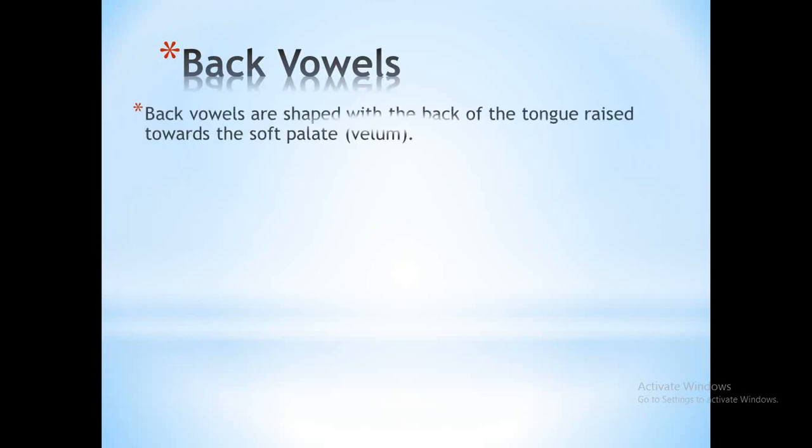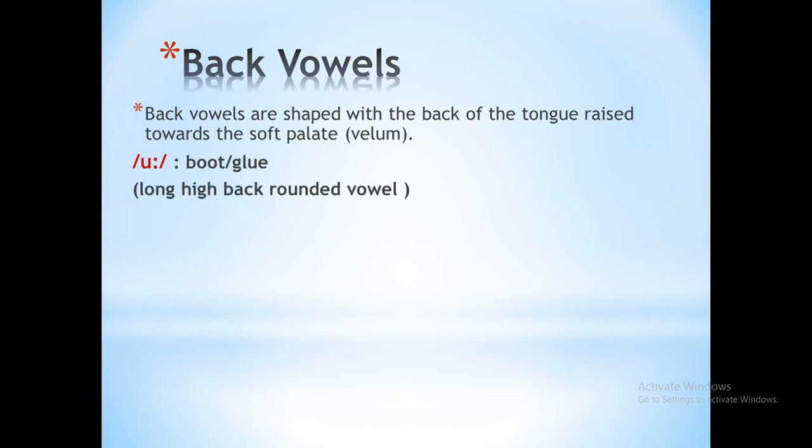The third position is back vowels. Back vowels are shaped with the back of the tongue raised toward the soft palate or velum. Let's start with the first vowel, U, like boot or glue. The position of U is long, high, back rounded vowel. And U, like wood and pot: short, high, back rounded vowel.